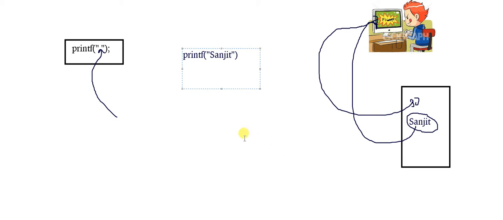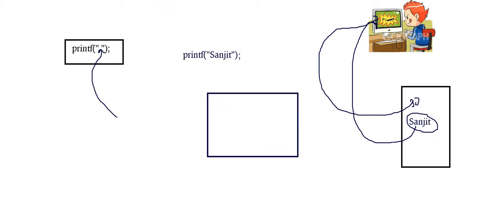After writing this, is it correct? No, I forgot to put the semicolon. After putting the semicolon, the statement is complete. Don't forget the semicolon at any moment. Now when you run the program, automatically on the computer screen you will see the output written: Sanjit. So guys, this is the program which is used to print things. I hope you are clear on how to use it. This is the print statement.